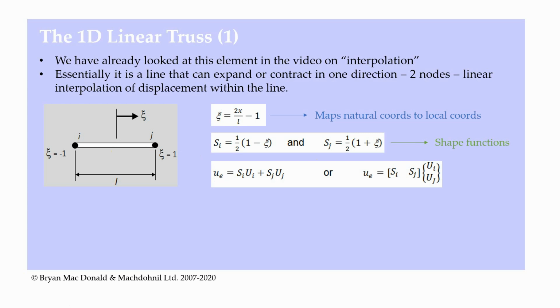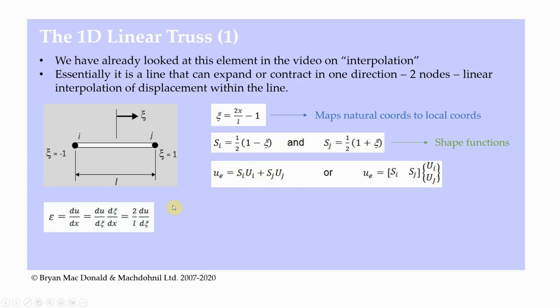We can then relate the displacement of any point in the element to the displacement of the nodes ui and uj. ui is the displacement of node i, uj is the displacement of node j. We've already said what Si and Sj are: they're the shape functions. Once we know Si and Sj, and we know the displacement of node i and node j, we can find the displacement of any point in the element by setting the eta of that point and using this equation here. So again, that's for interpolating displacement within the element using the shape functions.